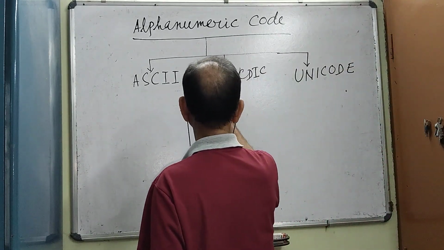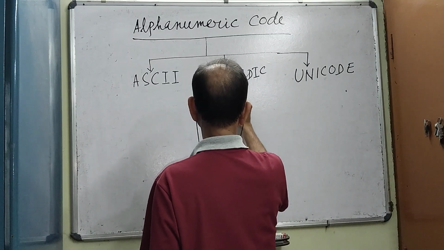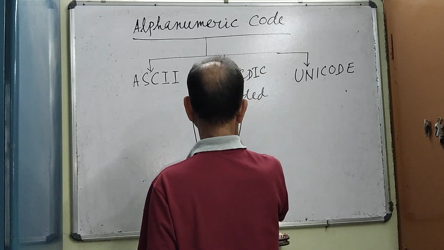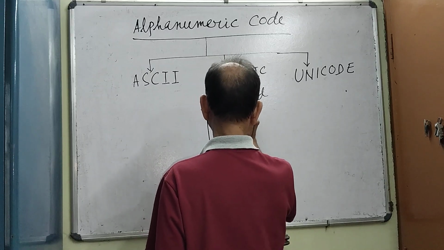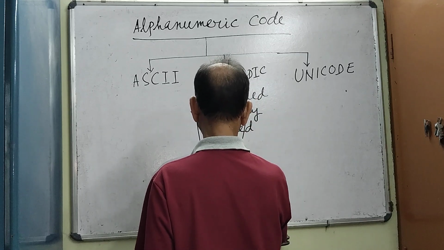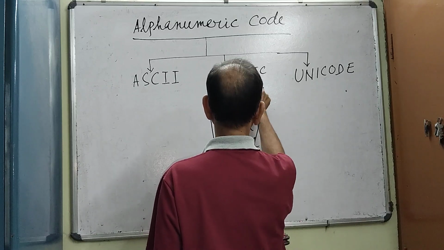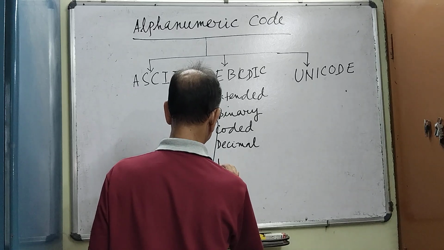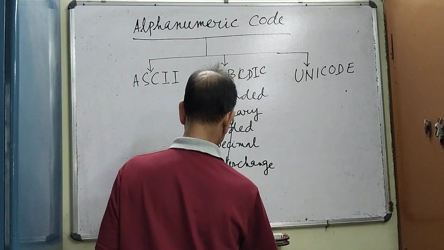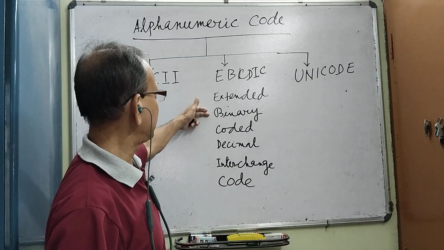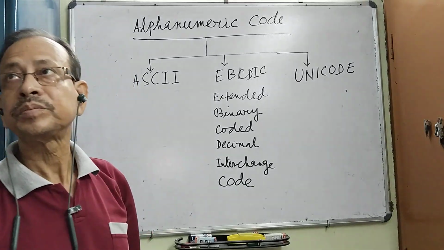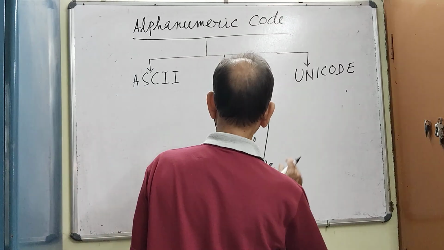Extended binary coded decimal interchange code, EBCDIC code. Here it is the 8 bits.